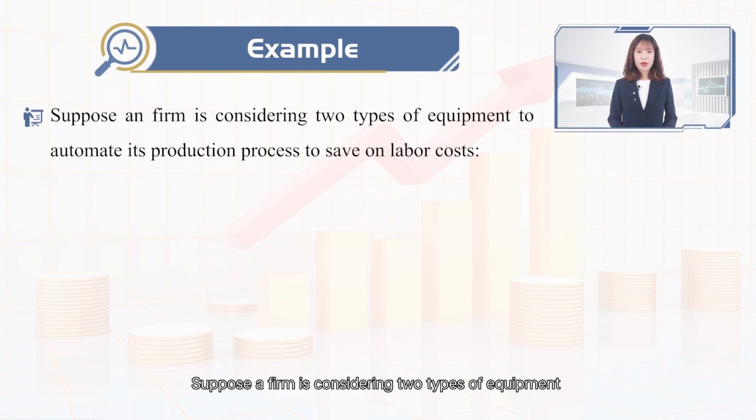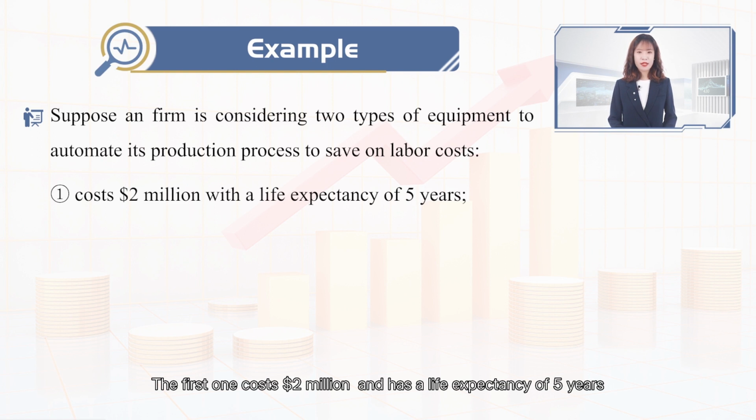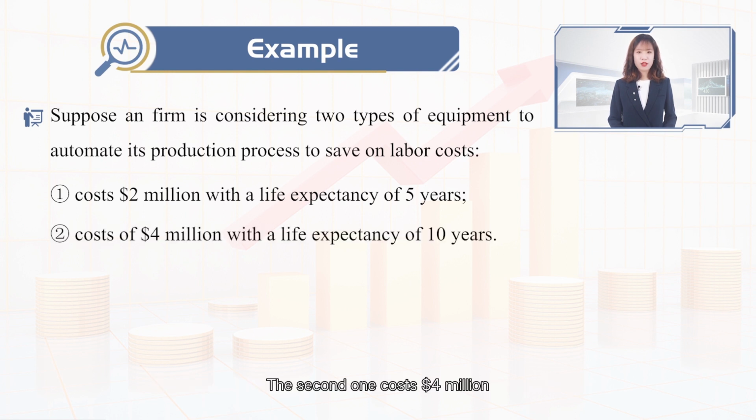Suppose a firm is considering two types of equipment to automate its production process to save on labor costs. The first one costs $2 million and has a life expectancy of 5 years. The second one costs $4 million but has a life expectancy of 10 years. Compared with the first equipment, the second one costs twice but lasts twice as long.